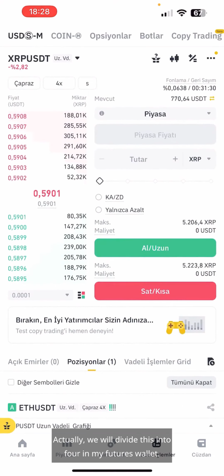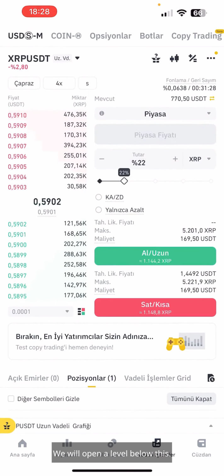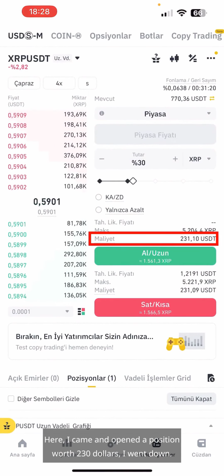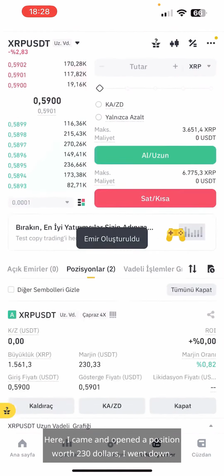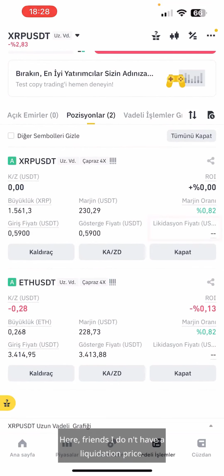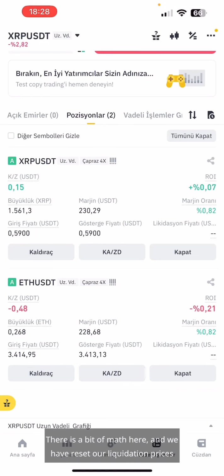Actually, we will divide this into 4 in my futures wallet. We will open a level below this. Here, I came and opened a position worth $230. I went down. What's that? Here, friends, I don't have a liquidation price. There is a bit of math here, and we have reset our liquidation prices. Thanks to this, we will continue to open positions now.